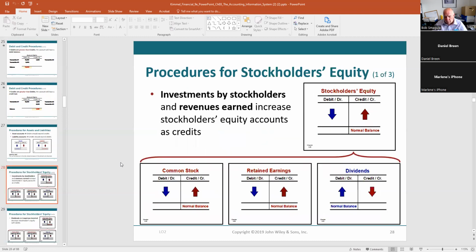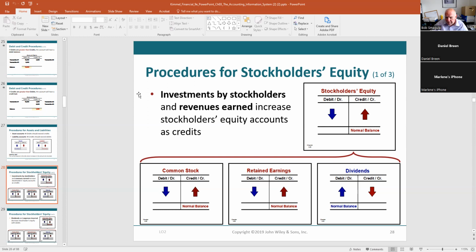Now we have a couple more rules. Assets have a debit balance normally, which means always. Liabilities, you just learned, have a credit balance. So does stockholders' equity. Stockholders' equity, by definition, has a credit balance. If you ever ran into a debit balance on stockholders' equity, and you could, that means that the company's basically out of business. They don't have any value.